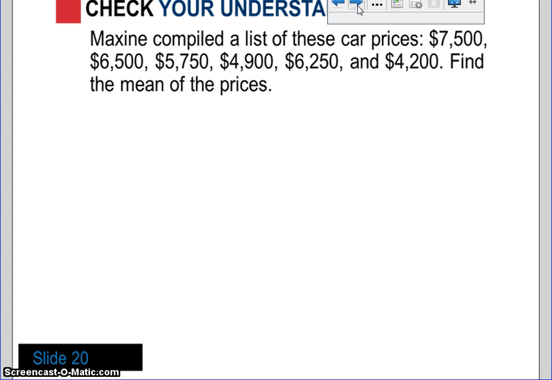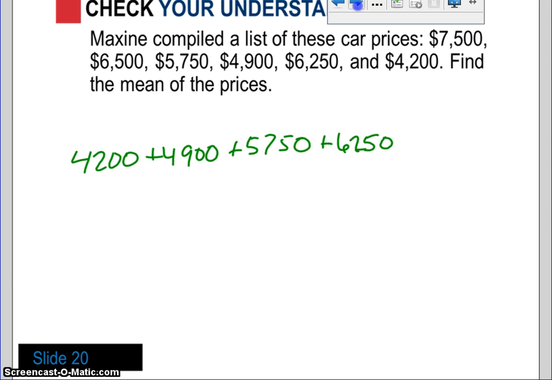Please press pause, go ahead and solve for this, come back when you're ready. All right, let's take a look at it. So again, I'm going to put these in order. I've got 4,200, 4,900, 5,750, 6,250, 6,500, and 7,500. And in this case, there were 1, 2, 3, 4, 5, and 6 values. So I'm going to be dividing this whole thing by 6.